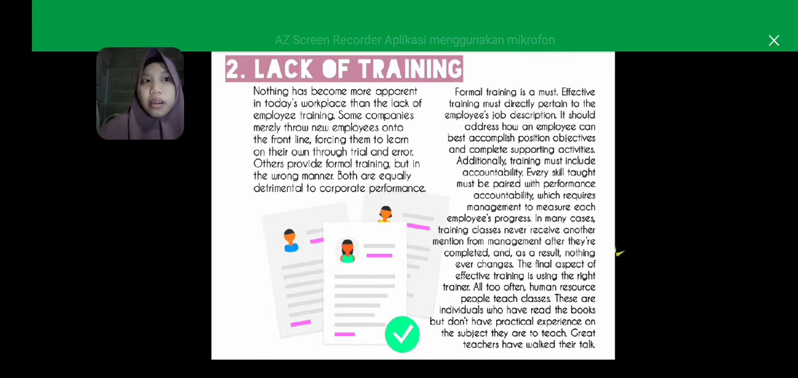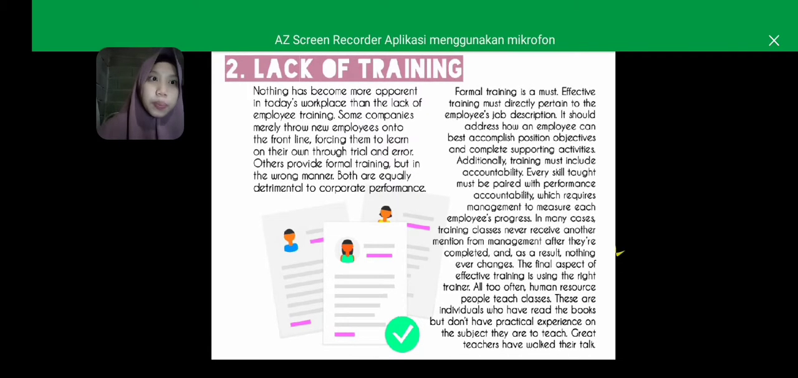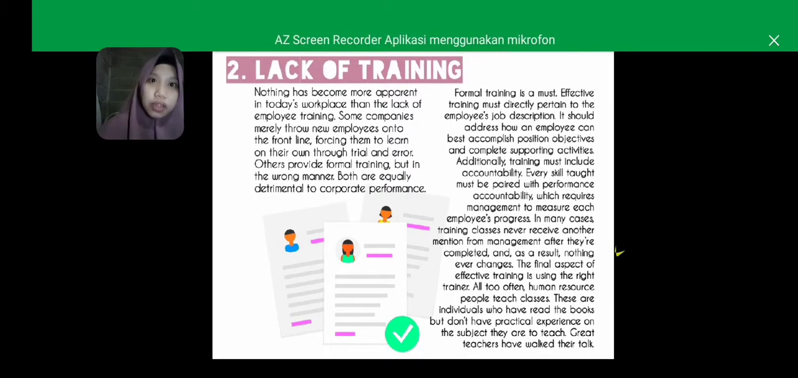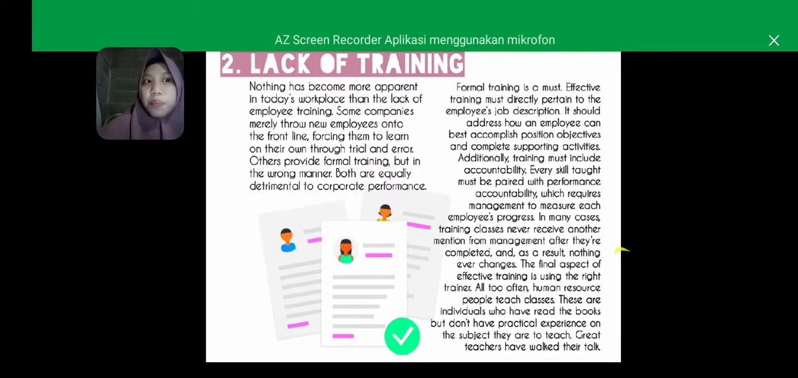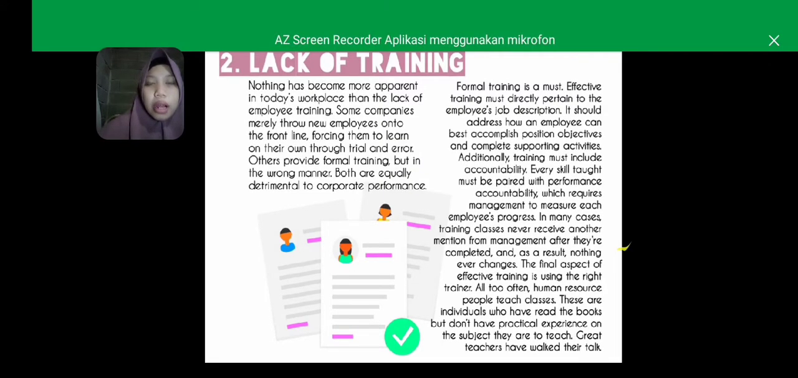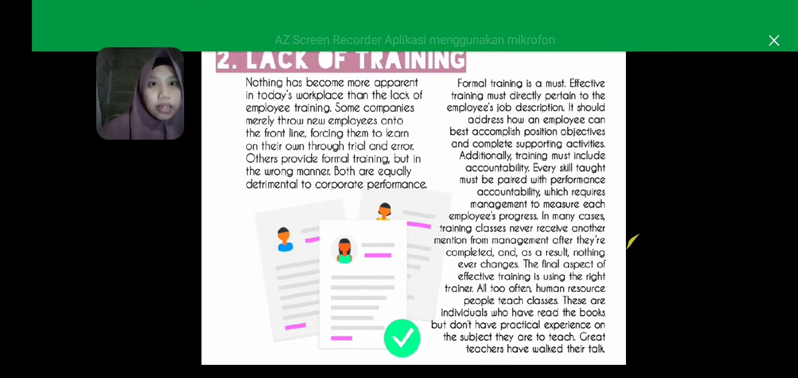Effective training must directly pertain to the employee's job description. It should address how an employee can best accomplish position objectives and complete supporting activities. Additionally, training must include accountability. Every skill taught must be paired with performance accountability, which requires management to measure each employee's progress. In many cases, training classes never receive another mention from management after they are complete. And as a result, nothing ever changes.